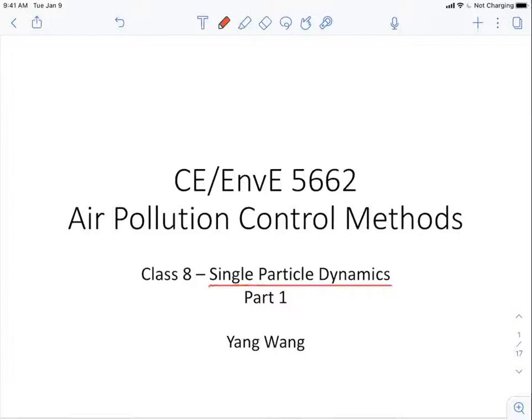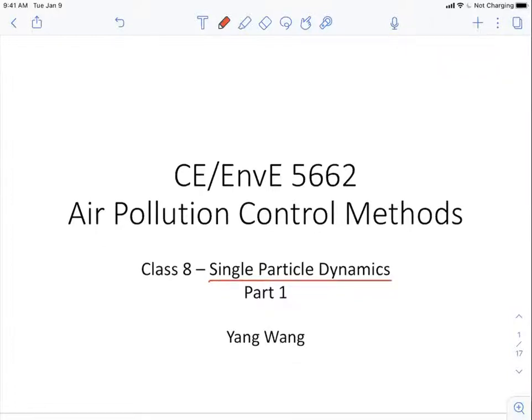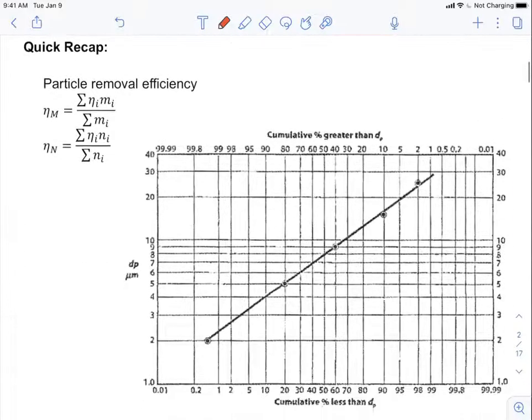Before we introduce the new contents, we'll do a quick recap. Last class we mainly talked about one example to calculate the particle removal efficiency. We said that we should use these two equations for the removal efficiency. This one is for the mass removal efficiency, and this one is for number removal efficiency. In the denominator, we have the total mass or the total number, and in the numerator, we have the mass of the particle that's being removed.